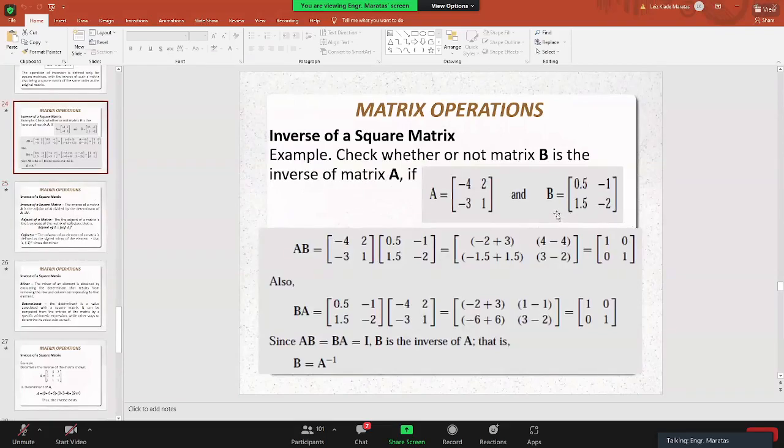So again, the inverse of a matrix. If we multiply the two matrices and the result is a unit matrix or an identity matrix, then the two are the inverse of each other. So if AB is equal to 1, then B is the inverse of A. Consequently, it's also safe to say that A is the inverse of matrix B. Okay?